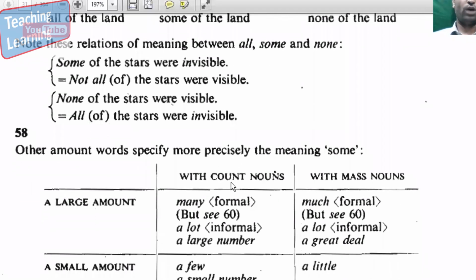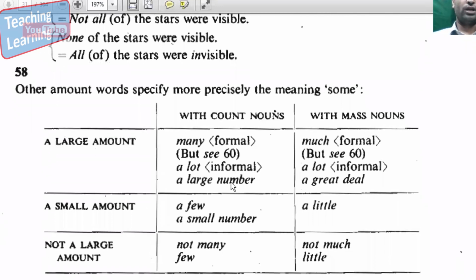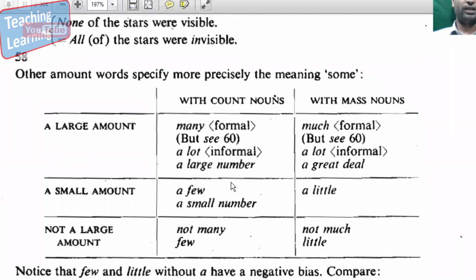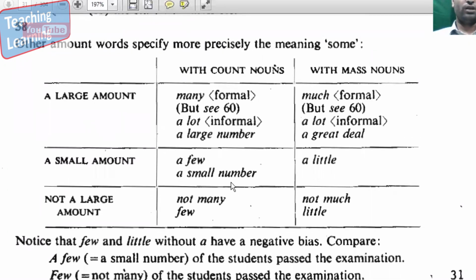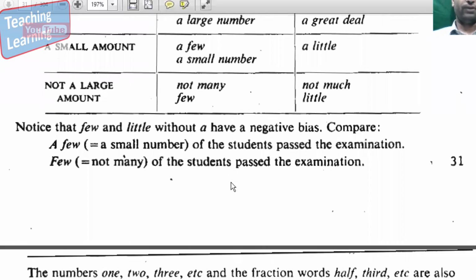Large amount, small amount, not a large amount. Many for formal, much also for formal. A lot for informal. Large number, great deal. A few, a small number, a little. That is for mass nouns. A few.